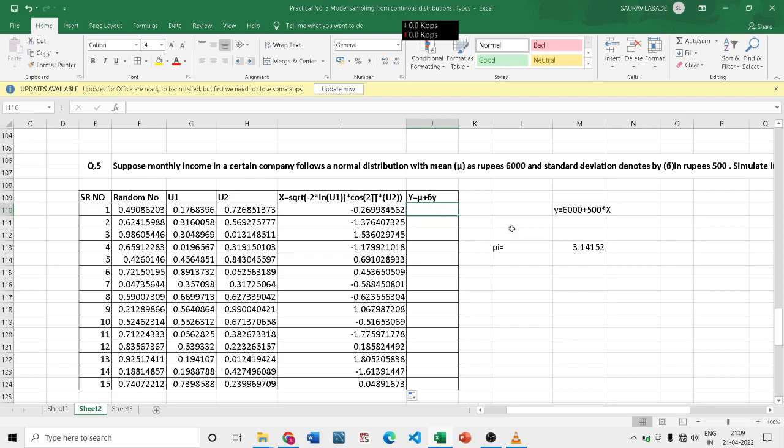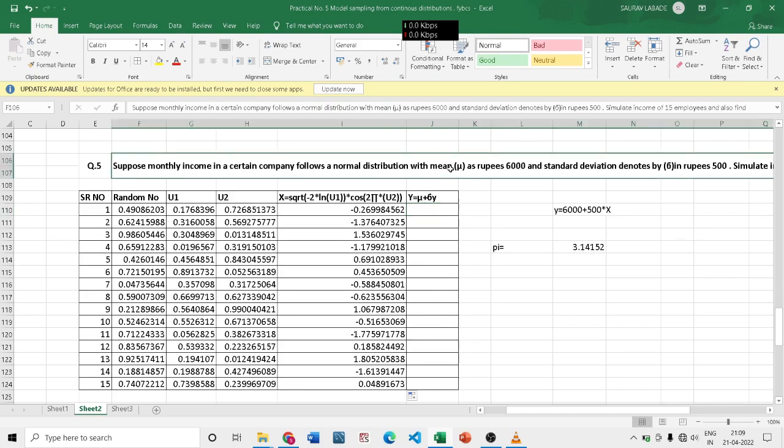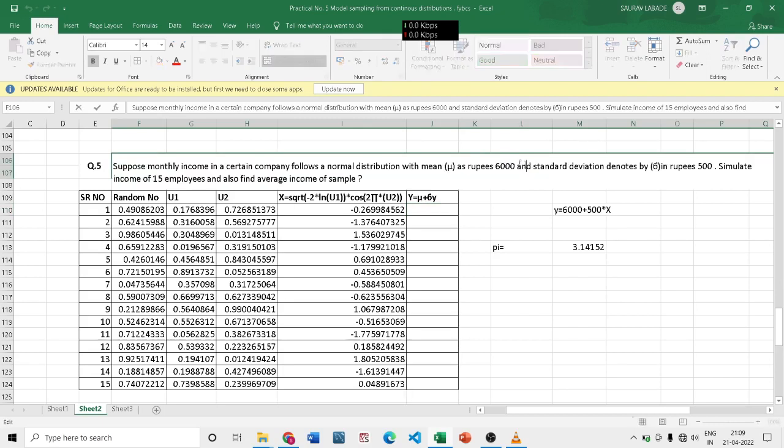right? So here the value of y is equal to mu plus sigma x, right? And the value of mu is given. The mean mu of the normal distribution, what? It is 6,000. Okay, it is 6,000, and the standard deviation is denoted by sigma, and it is 500. Right? So we will just substitute here, that is 6,000 plus 500 into x.